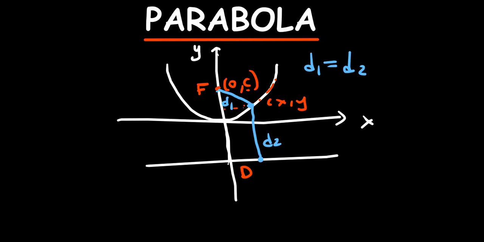Now let us dive directly into an example question before we look at other things. Let's say they've given us a focus that is (0, 2), and a directrix, which is y = -2. Then you are told to find the equation of the parabola.